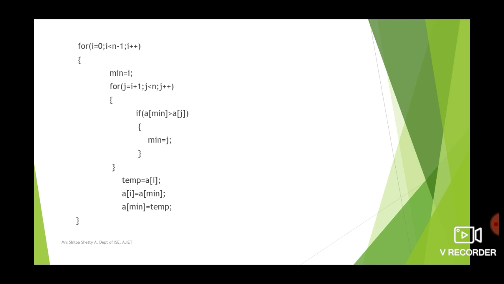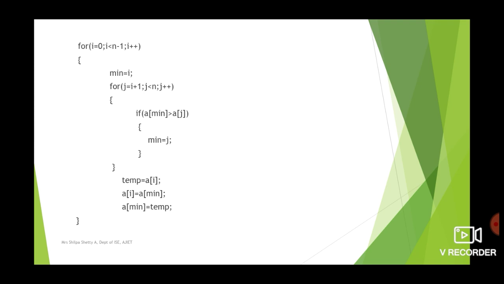So once we do this, the for loop will continue with the next pass, that is the second pass. In the second pass there will be three comparisons: the second element with the third, second with fourth, and second with fifth. Likewise, in the next pass, third with fourth, third with fifth. So likewise it continues.